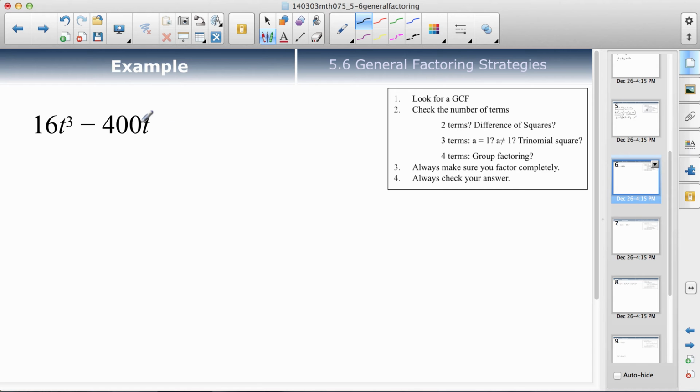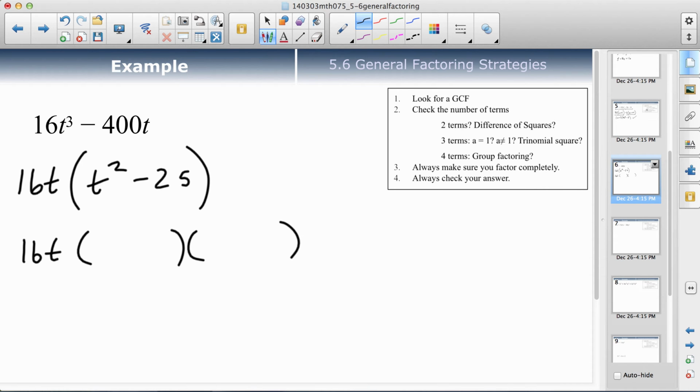Two terms again. Maybe I can take a t out. Maybe I can take a 16 out. What's 16 into 40? That'd go twice. That's 25, I think. Yeah, I think I can factor out a 16t. And I'd be left with t squared minus 25. So I looked for a common factor, got one. Now this is two terms. Is it a difference of squares? Sure enough, both of those are squares. So I can factor that into a t and a t. The 25 will be a 5 and a 5.